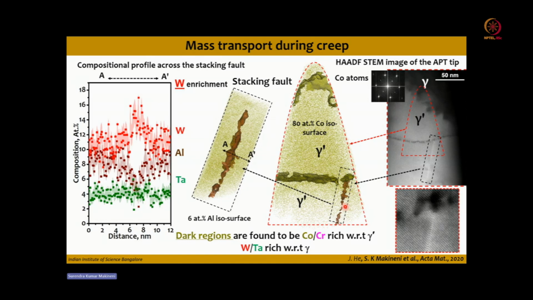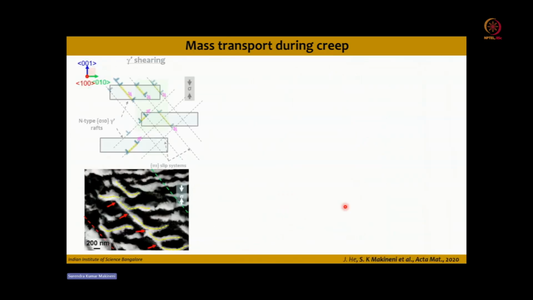Based on this composition analysis of the gamma pockets, we also introduced the concept of mass transport during creep and how this mass transport leads to the rotation of these rafted gamma prime structures along the triple one planes.